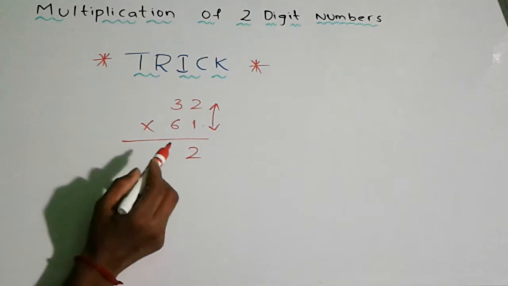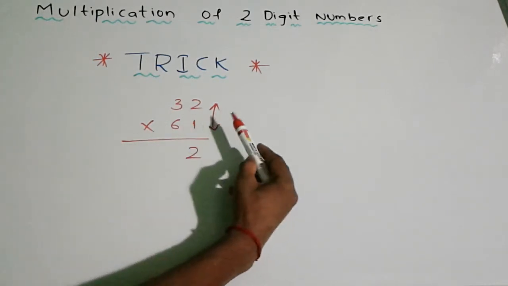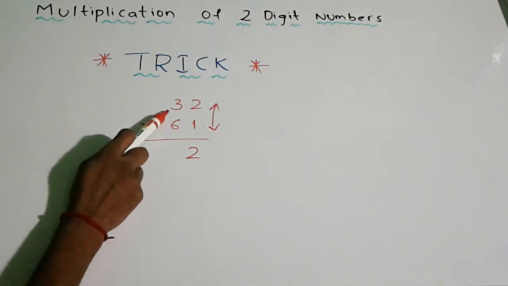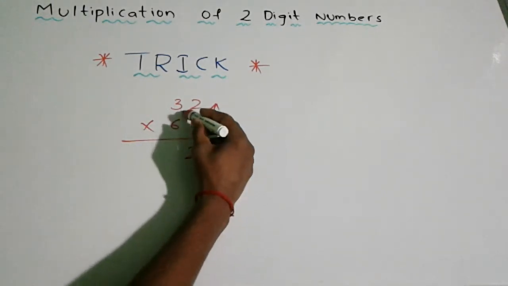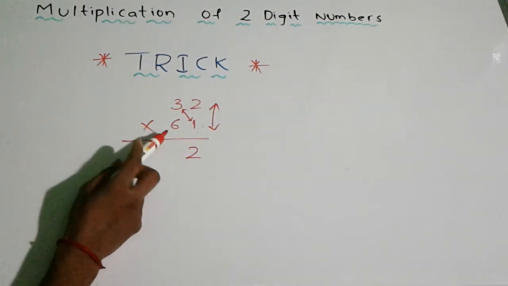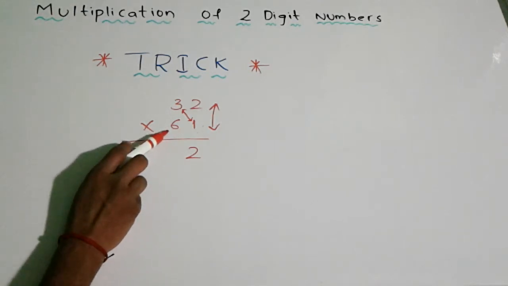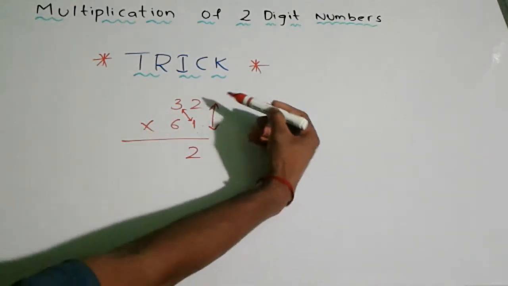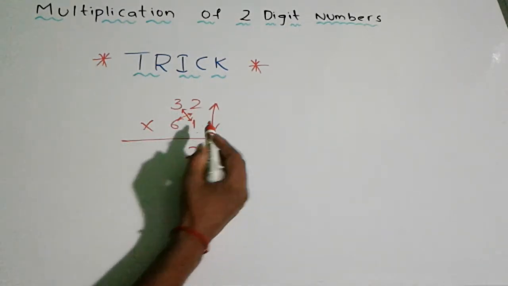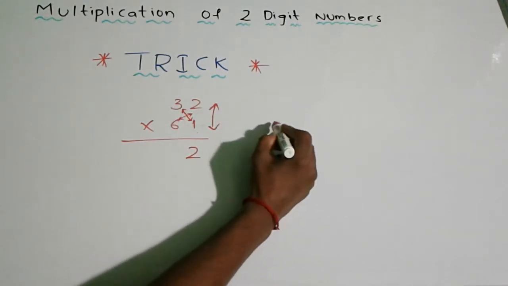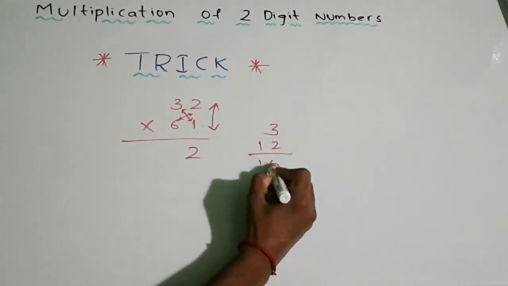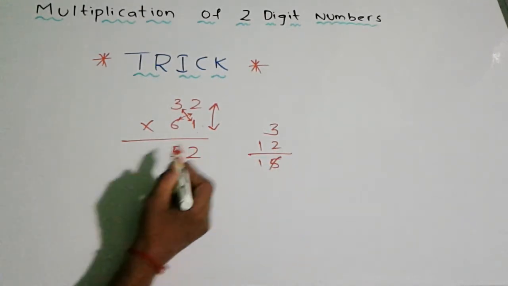And then you have to multiply the ones position of the second number and the tens position of the first number. That is in this way. And you have to multiply the tens position of the second number and the ones position of the first number. That is in this way. 1 3s are 3 and 6 2s are 12, right? Total 15. You have to write 5 over here.